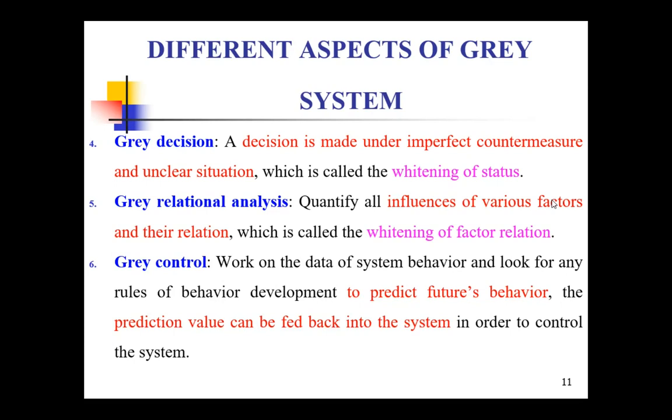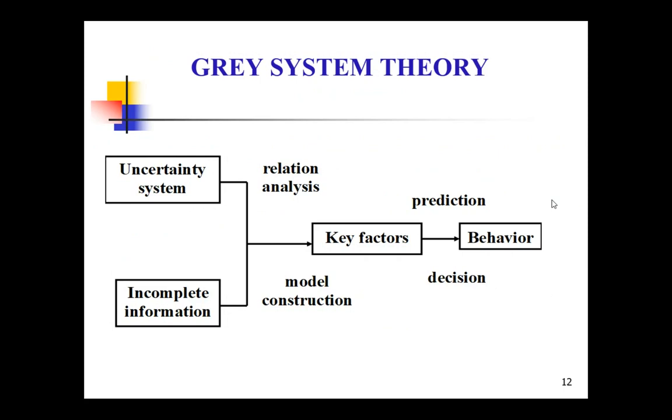In an open loop system, we don't have any feedback, so we cannot control the system. But in the closed loop system, we have a feedback that is fed into the system again, and then based on that, corrections have to be carried out so that a complete control over the system can be obtained. So in order to predict the future behavior of the system or the model, we are going to feed the predicted value into the system so that this total system can be controlled. So this is an overview of the gray system theory.